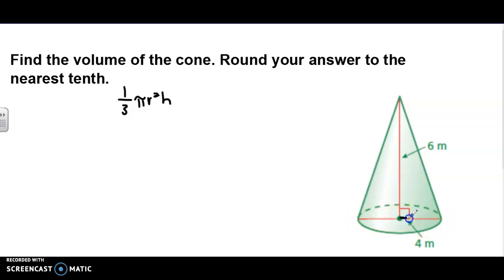Well, if you said no, you'd be correct. That's the diameter because the line's going all the way across. The radius is only halfway. So if the whole thing is 4, then halfway would be 2 meters. And that'll be your radius. So radius squared would be 2 squared. The height, the distance between the base to the tip, is 6.